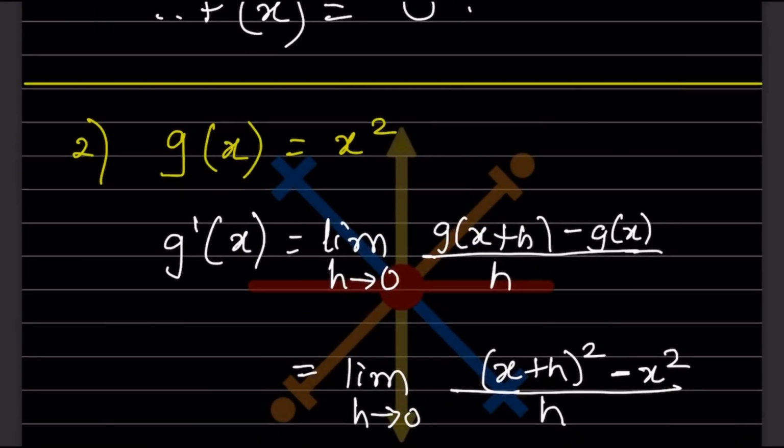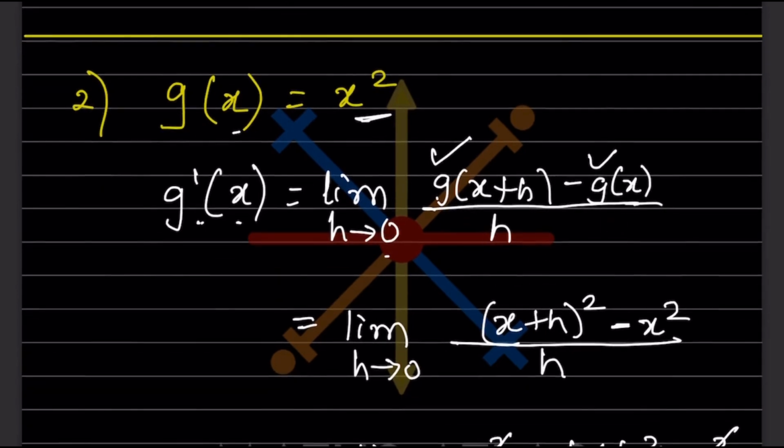Now the next one says that g of x is x squared. So g dash x is limit h tends to 0. Because this is given as g, if it were given as f you would write f. The formula remains the same. Here since this is g, you write g of x plus h minus g of x, divided by h.